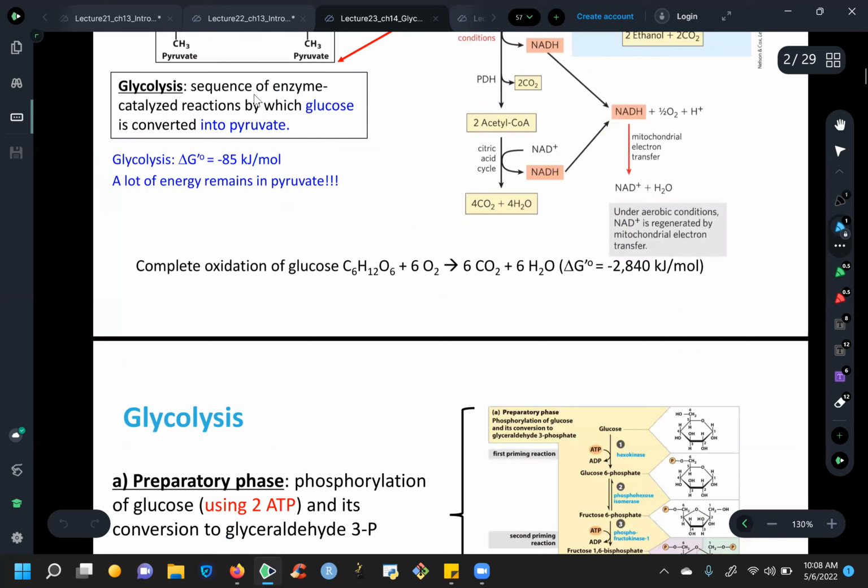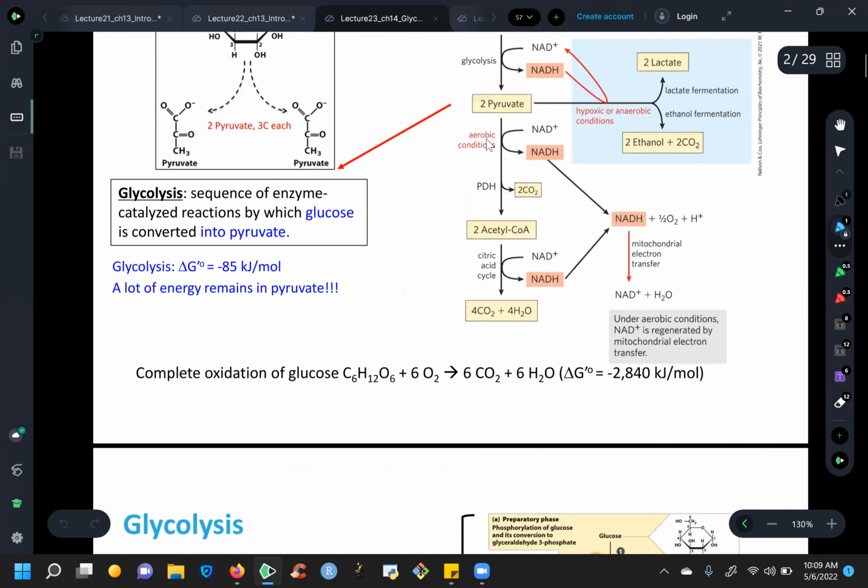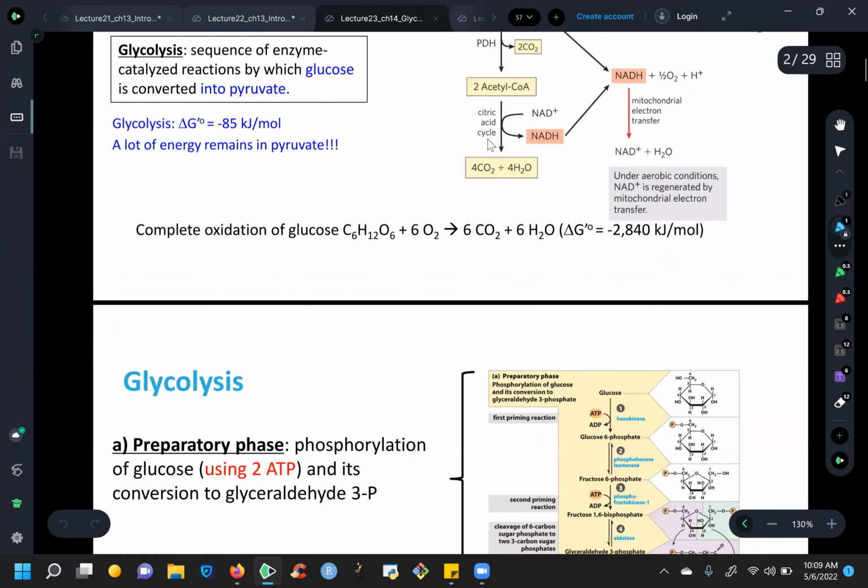So glycolysis is a sequence of enzyme catalyzed reactions by which glucose is converted into pyruvate. Its delta G is minus 85 kilojoules. A lot of the energy remains in pyruvate. So pyruvate has a lot of energy.